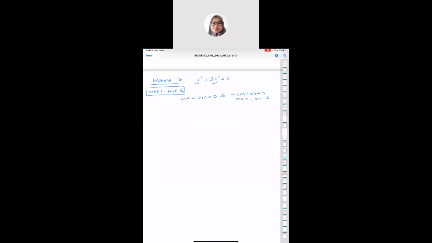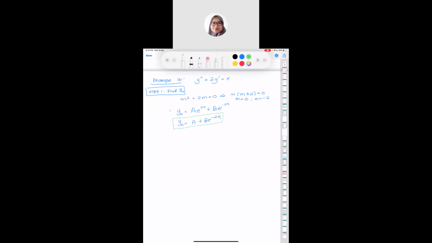Then the solution untuk YH equal to, okay, your roots are real and distinct, berbeza. So we have A e power of 0x plus B e power of -2x. Okay, atau saya boleh permudahkan, saya ada YH equal to A plus B e^-2x. So saya boleh dapat YH kat sini. Okay, saya dah dapat YH.